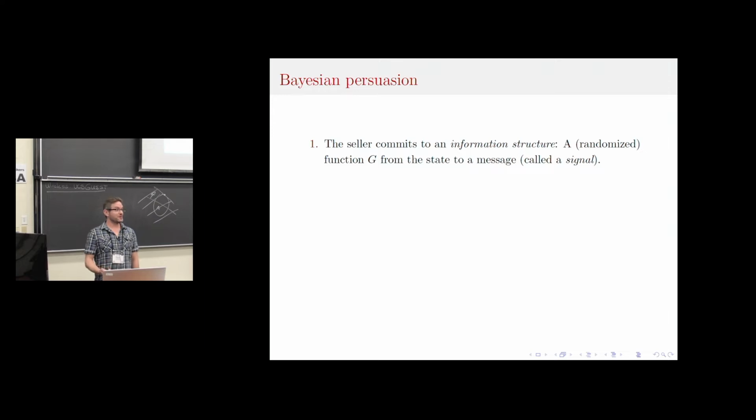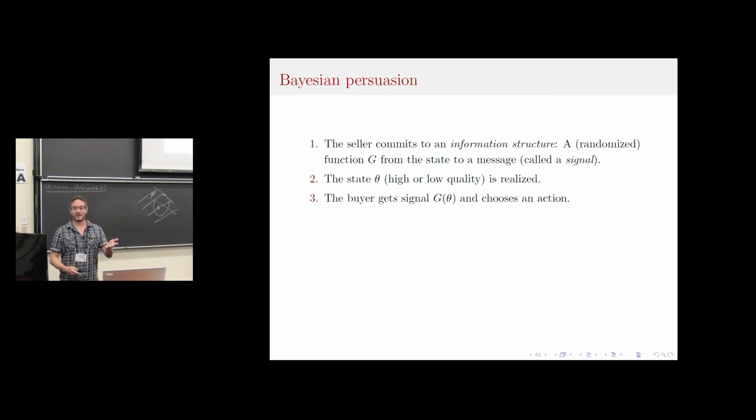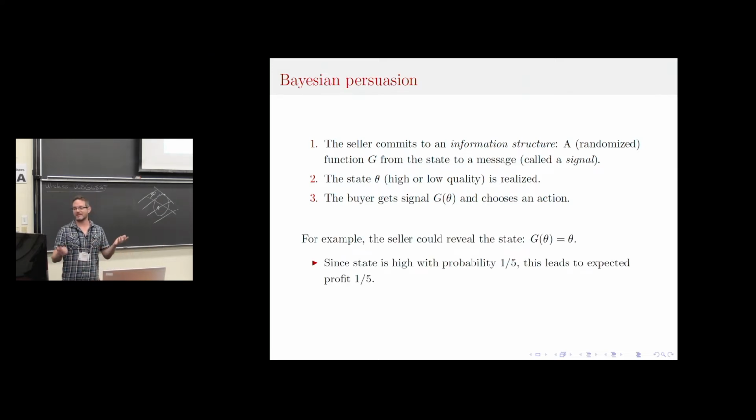In Bayesian persuasion, as you know, the seller is going to commit to some information structure, a randomized function g from the state to some message. This is the signal. The state is whether the good is high or low quality. That's realized. The buyer is going to get the signal, the function from the state to the message, and take an action.